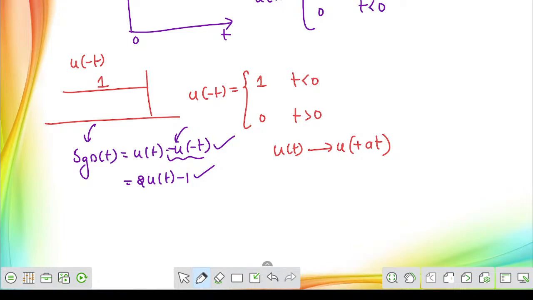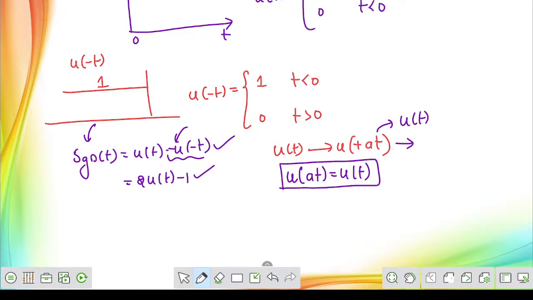But if I have u of t and it is scaled by a factor of a, what will be the resultant signal? Nothing will happen to your signal. Even with scaling, u of at will be equal to u of t only. It will not affect your signal property. So the conclusion we can draw is that u of at and u of t are equal to each other. This is what I would like to conclude here.